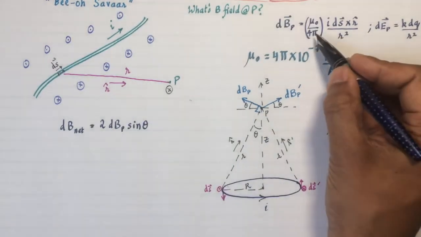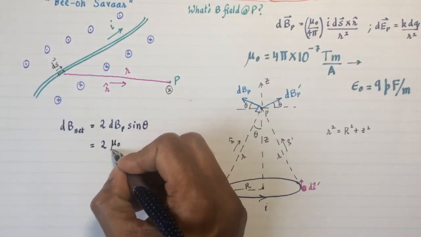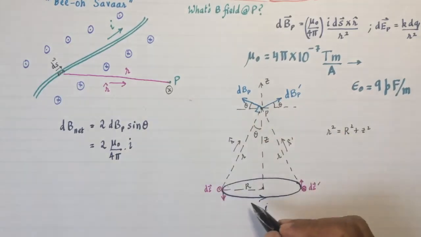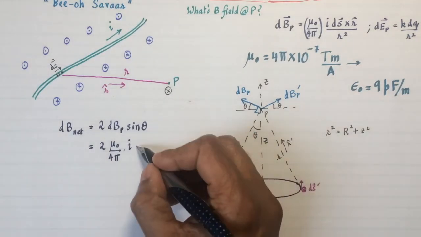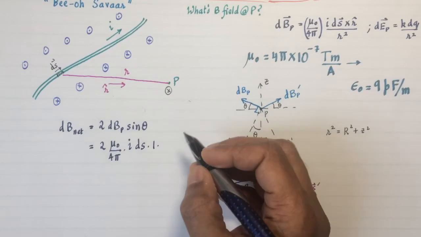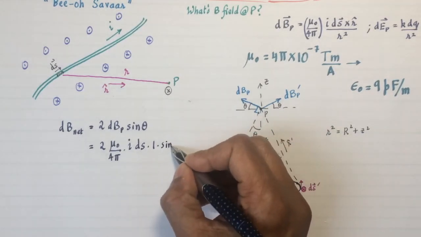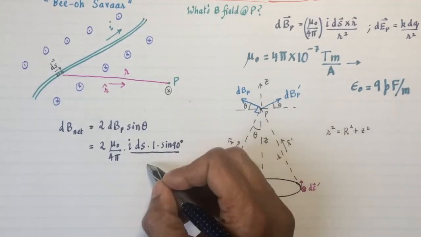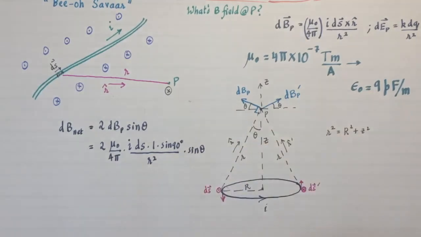Well, dB is given by that in magnitude, so that's going to be 2 times mu naught by 4 pi I times ds. Now for circular geometry, let me just write that first though. ds times the magnitude of r hat, which is 1, times the angle between ds and r hat, which is 90 degrees, over r squared, which is just little r squared, times sine theta.